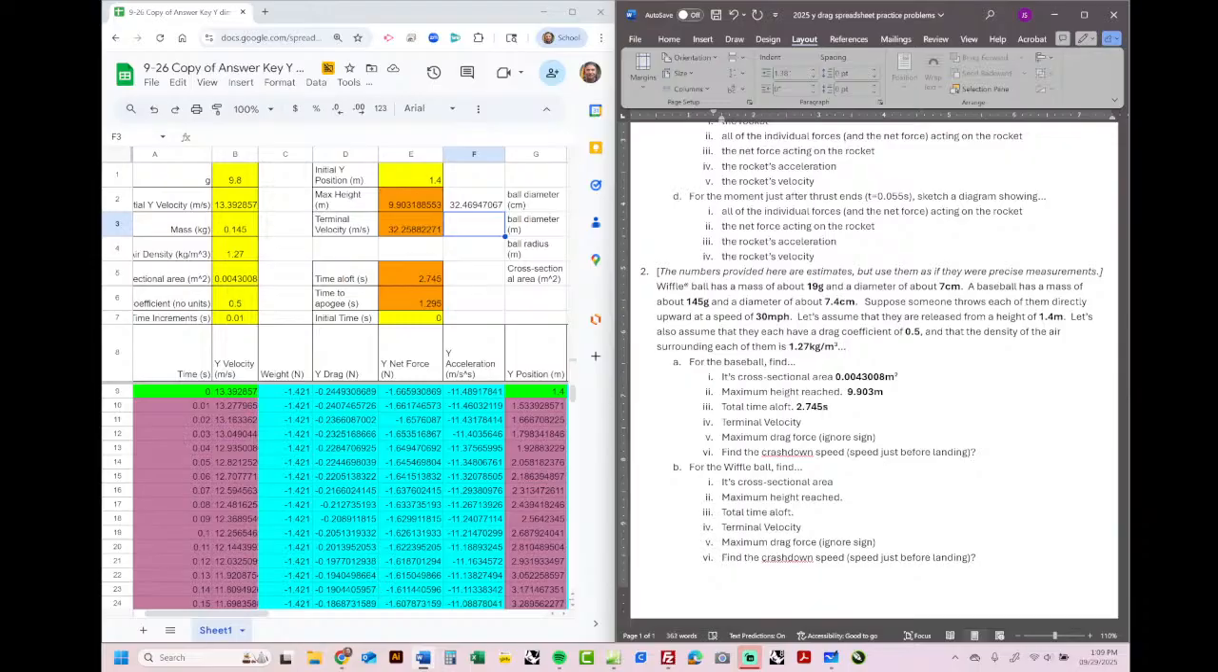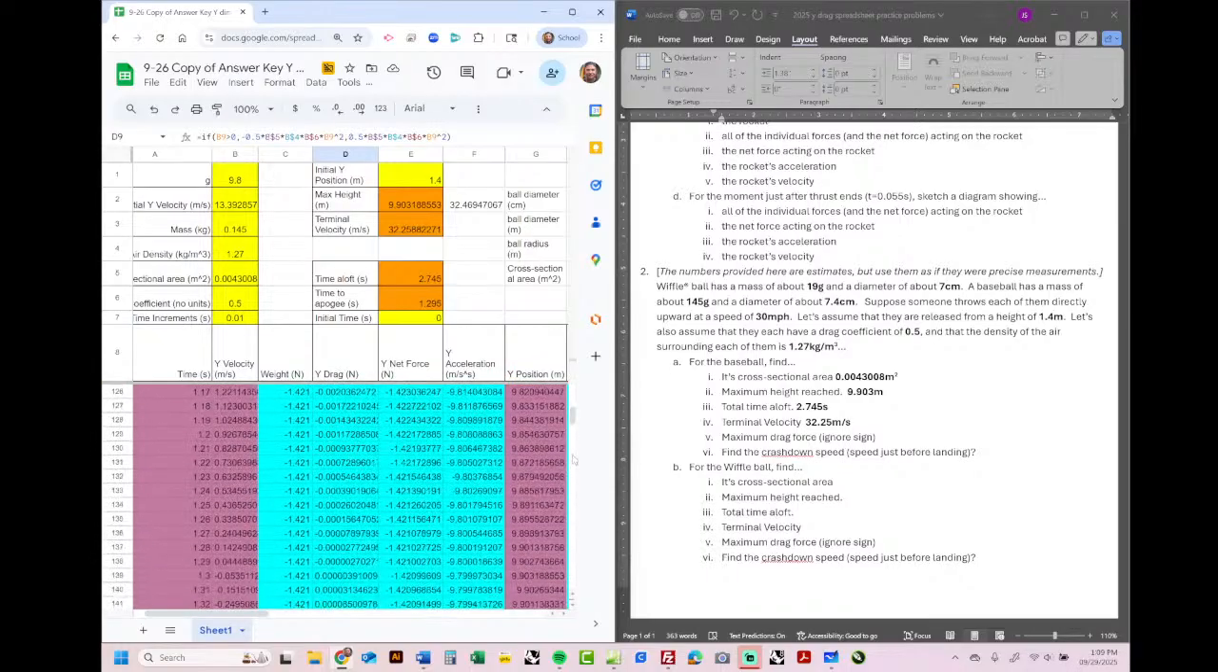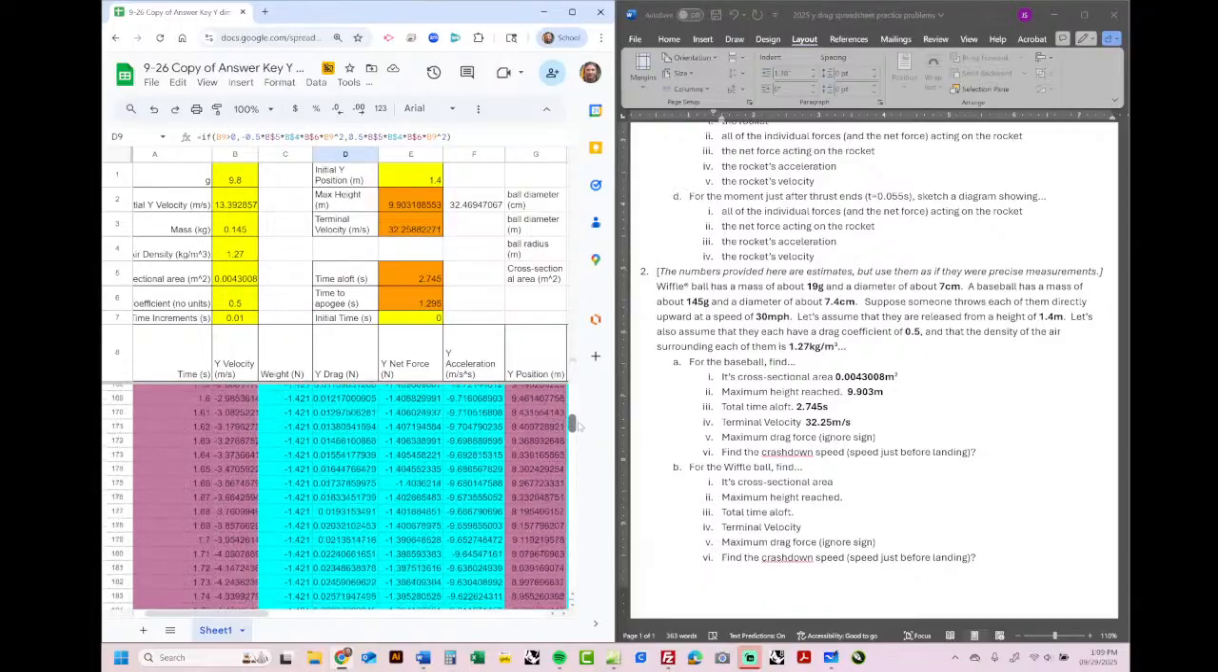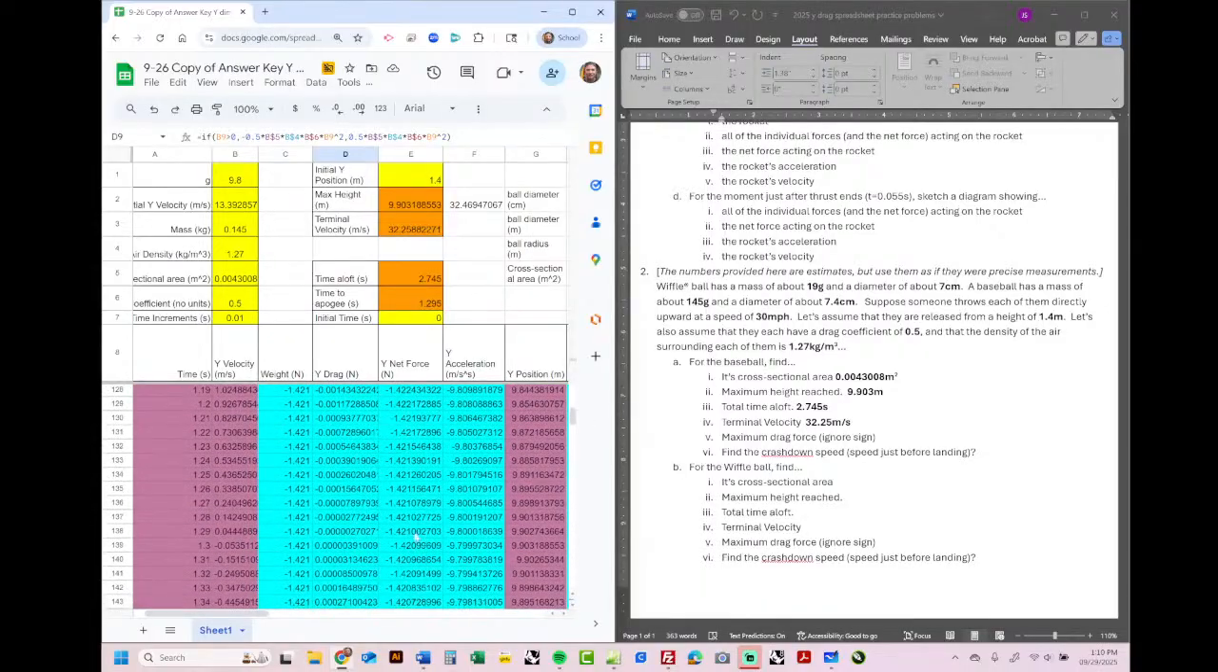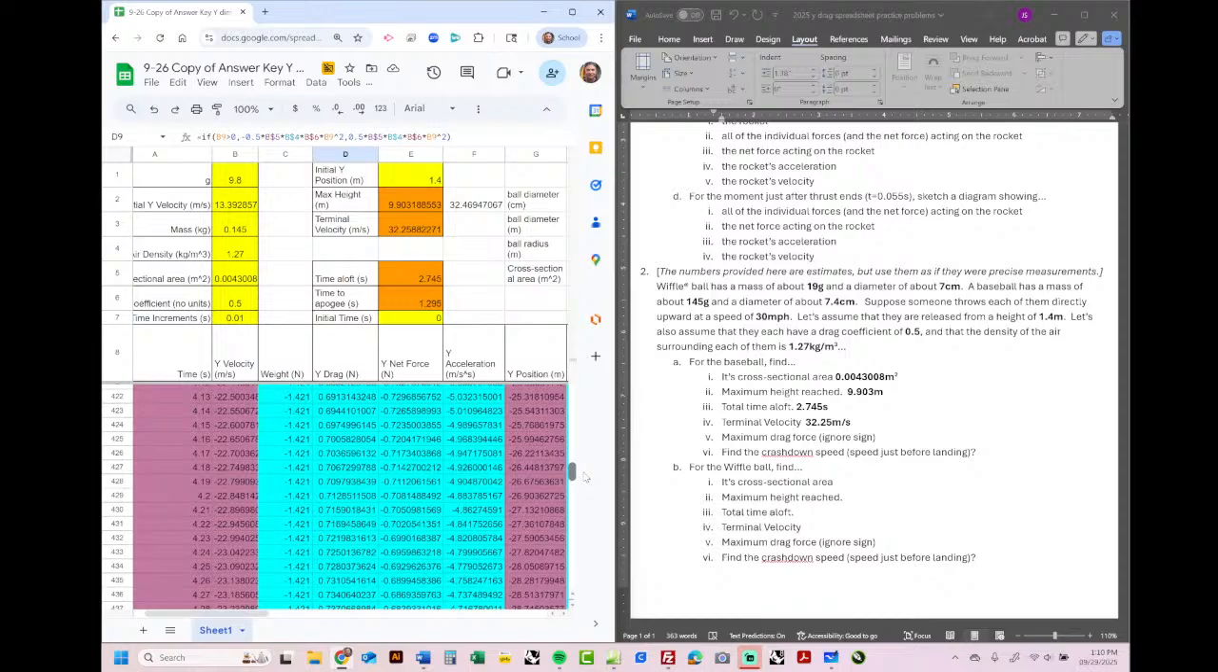2.745 seconds. Terminal velocity of this ball is 32.25. It's not going to reach its terminal velocity, I don't think, because it won't fall far enough to do that. In fact, it'll always be approaching it, but it'll get pretty close. The maximum drag force. So this says ignore sign. If you look at drag, it's 0.2449 to begin with, and then it drops down a little bit. And as I go down, if you look in the drag column, column D, it gets smaller and smaller until somewhere around here. It's really small. So that would be the high point where it's hardly moving. And then it gets bigger and bigger and bigger.